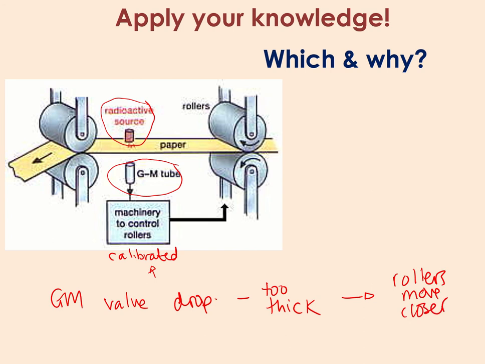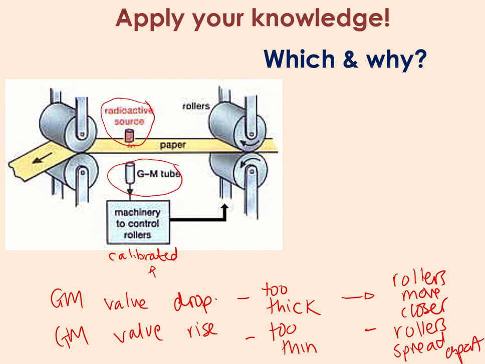closer together. If the opposite happens, if the Geiger-Müller tube value rises, what does that mean? It means the paper is too thin, so the rollers will do the opposite. The rollers spread apart.